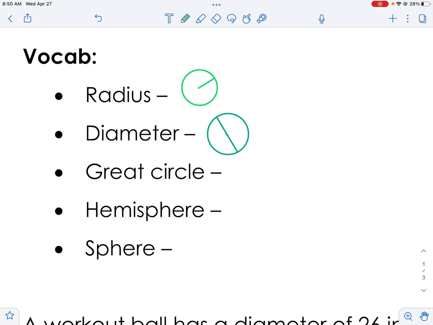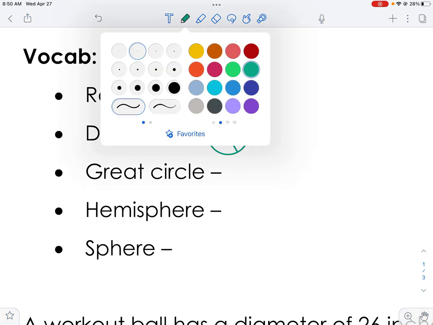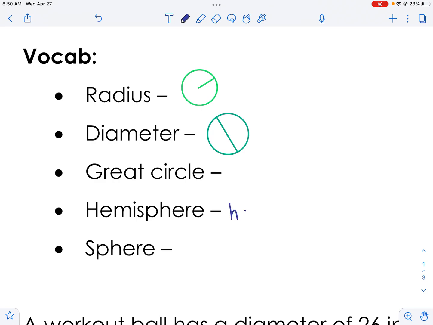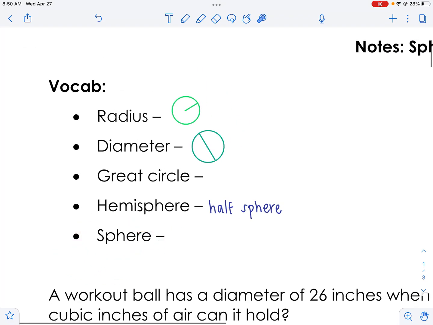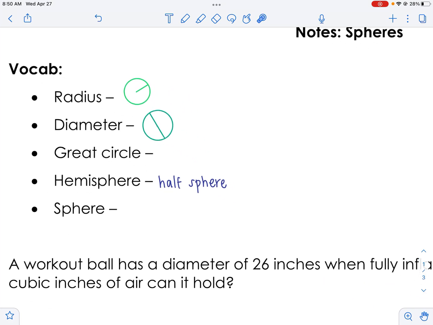Okay, now a hemisphere is a half sphere. So a hemisphere is half of a sphere. And most of you are really familiar with what a sphere is. And then we're going to draw a picture to help us figure out what the great circle is.